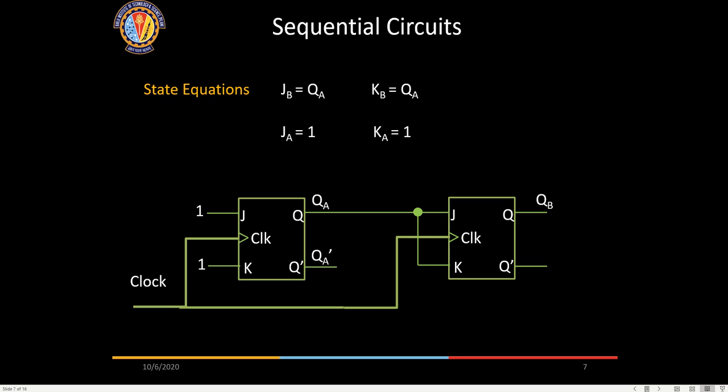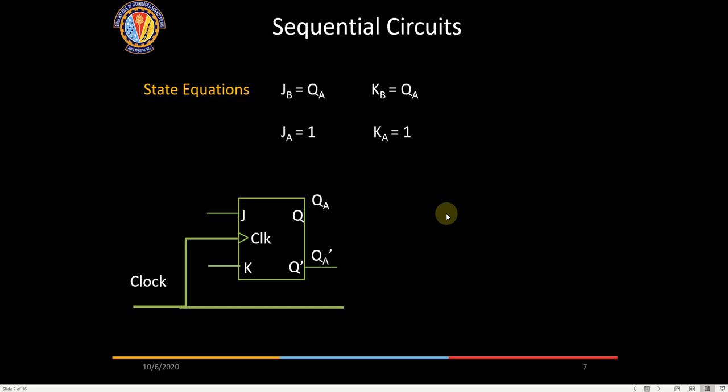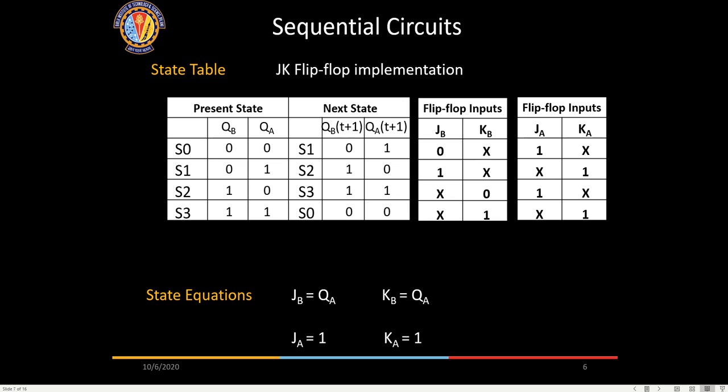Sir, I'm a bit confused with QA and QB. Can you repeat this? How did we get this expression? Okay. QA is the LSB, QB is the MSB. Just remember that. Okay, let me go back. How did we get the expression? This is the expression, right? So these are the states. For 0 0 I have 0. For 0 1 I have 1. For 1 0 I have X, and 1 1 I have X.